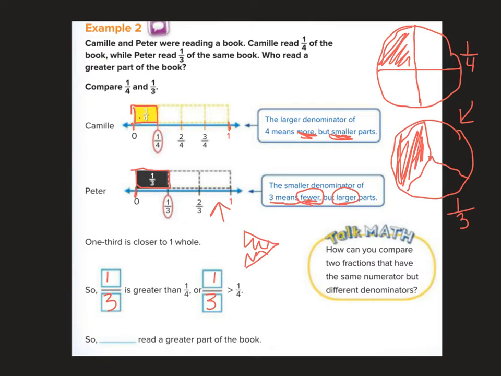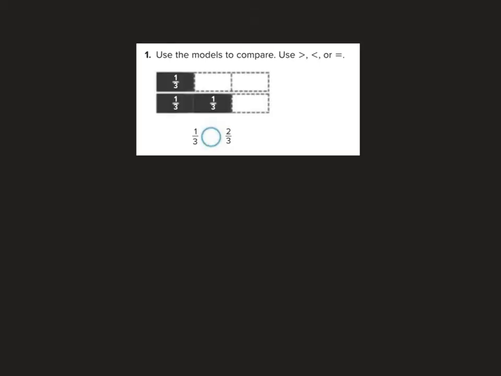Num, num, num. So that means that Peter read a greater part of the book because he read 1/3 of the book. Use the model to compare. Okay, these ones are common denominators, so I have 1/3 versus 2/3. Well, this one I have 2 of the pieces instead of just 1, so I know that one's going to be bigger.